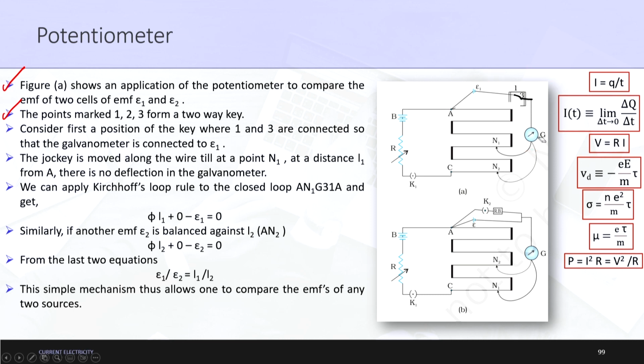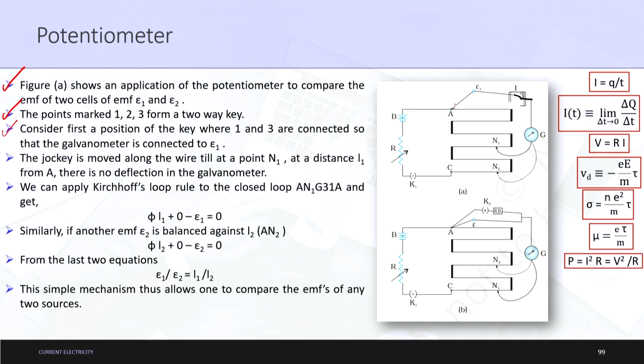Okay, so this has been done. Next, the jockey is moved along the wire till a point N1 at a distance L1 from A, where there is no deflection in the galvanometer. So now this is the portion of the jockey here. The jockey is being moved along this portion like this. At point N1, the deflection visible on this galvanometer was 0. What does that mean? That means that the amount of current passing through the galvanometer was 0.